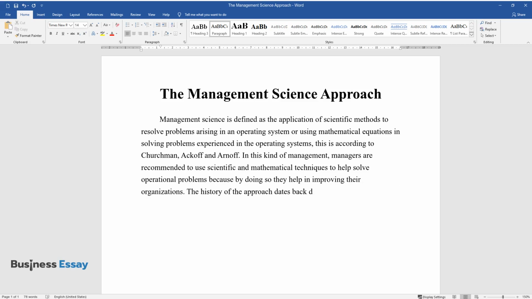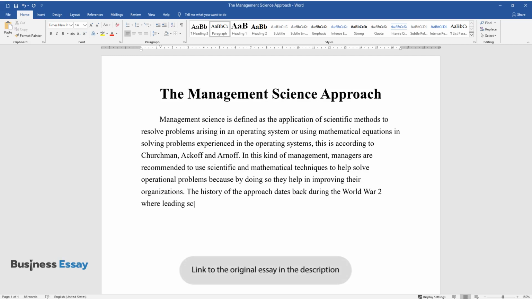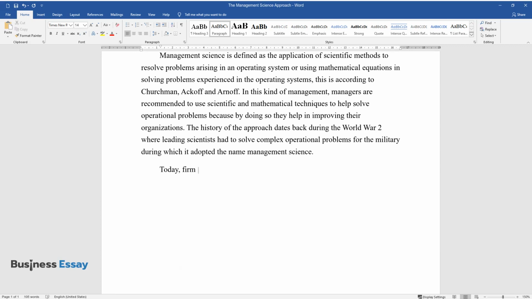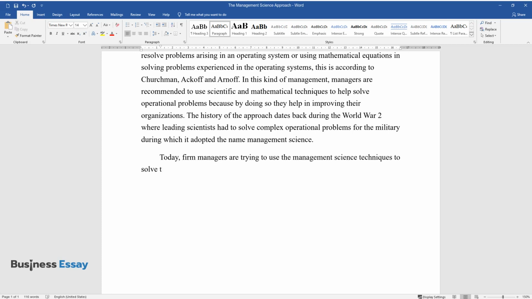The history of the approach dates back to World War II, where leading scientists had to solve complex operational problems for the military, during which it adopted the name management science. Today, firm managers are trying to use the management science techniques to solve operational problems, as these problems are always being faced by almost all organizations.